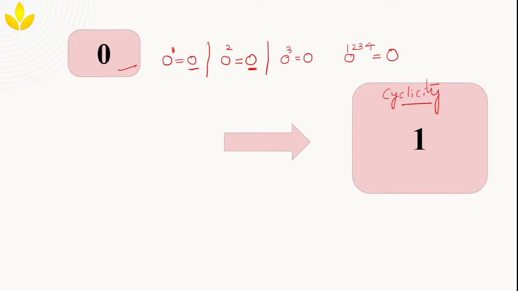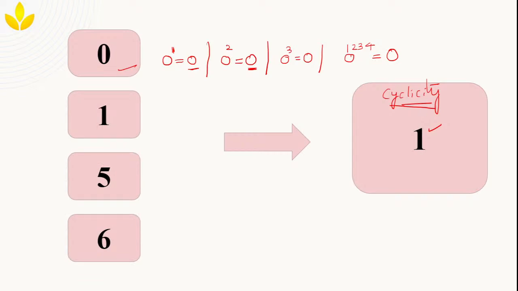0 started repeating. So, the cyclicity of 0 is 1. It is not for 0 alone, for 1 also, okay? Or for 5 also and for 6 also. How? Let me explain you.